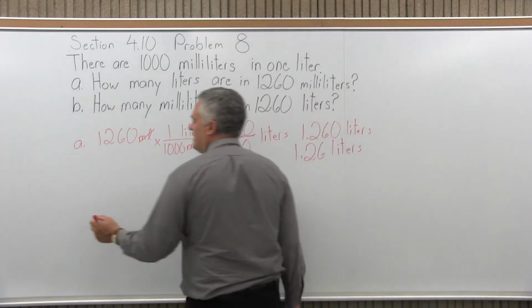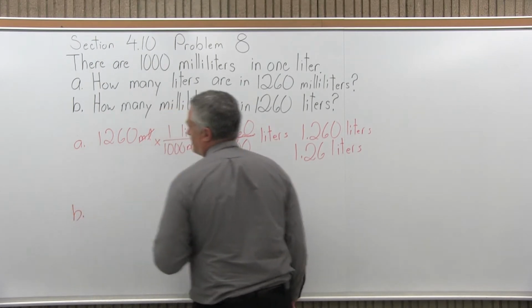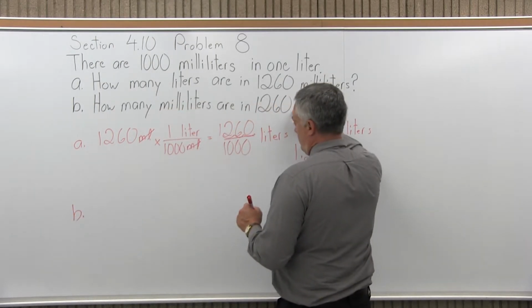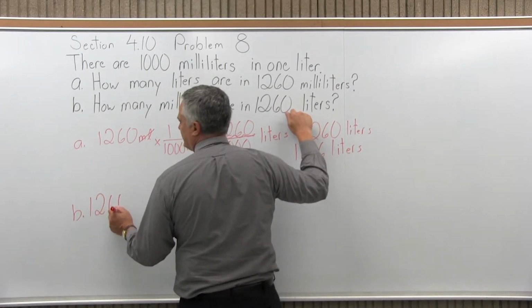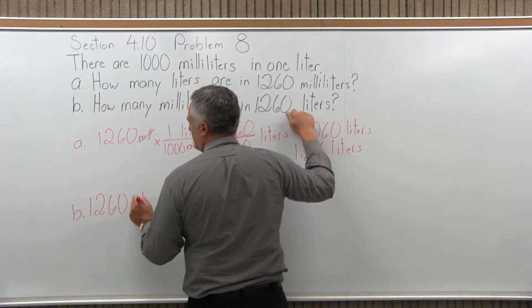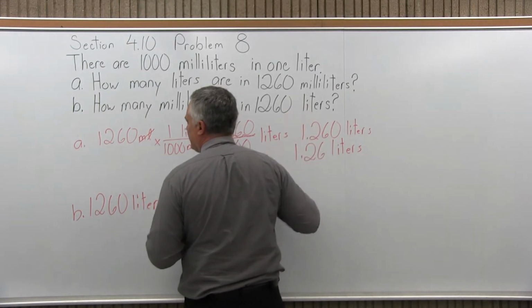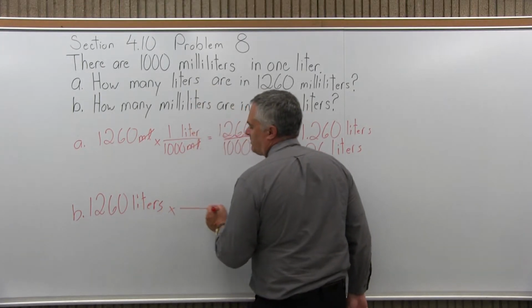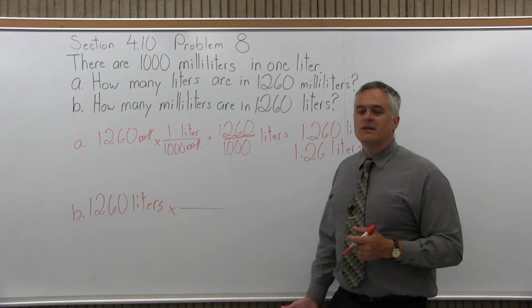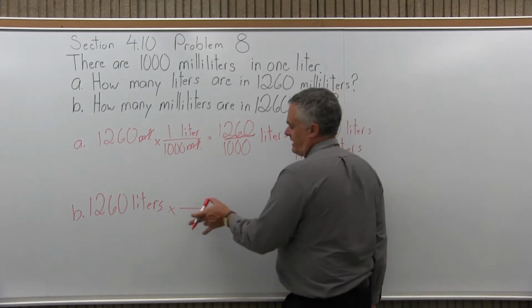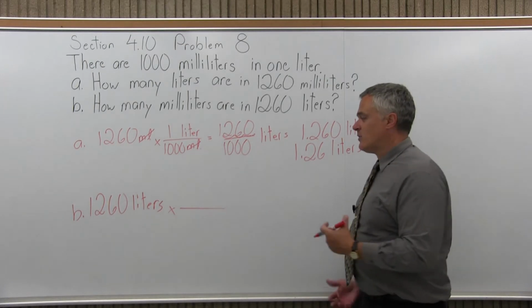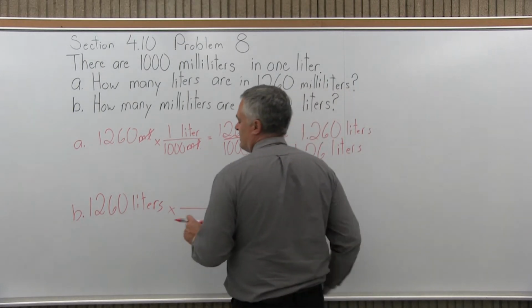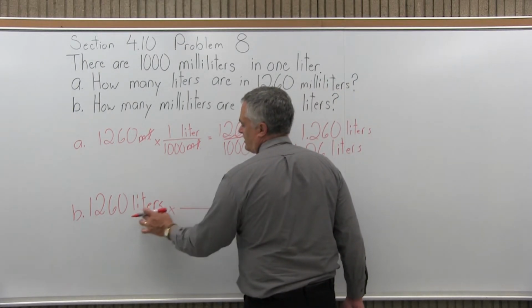Now for B, it's the same process. Start with the quantity that you know. What's given is 1,260 liters. I want to convert that to milliliters. So I will multiply by basically a fancy number 1. I have the same quantity in the numerator and denominator. That's why it's a 1. I just have to pick my units the right way. What goes in the denominator, what goes in the numerator.